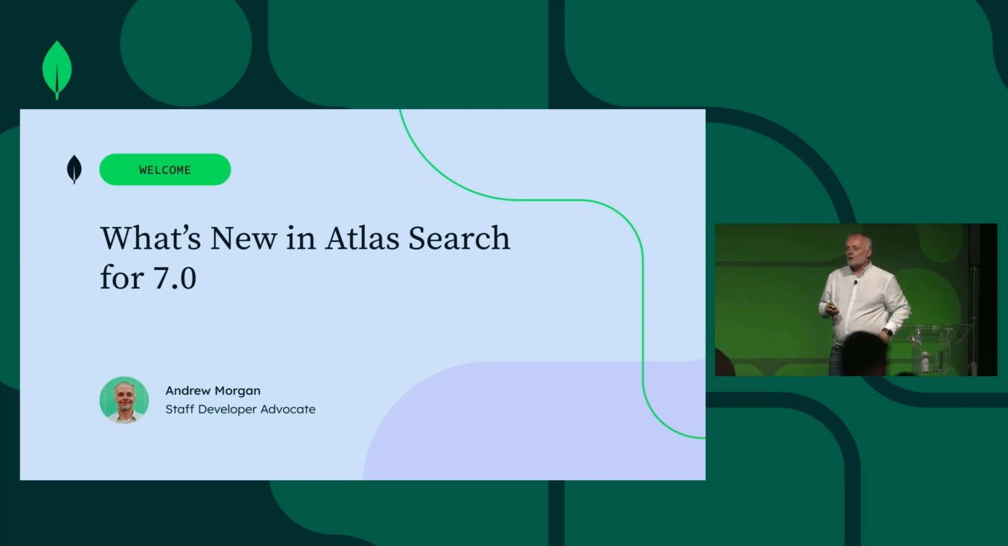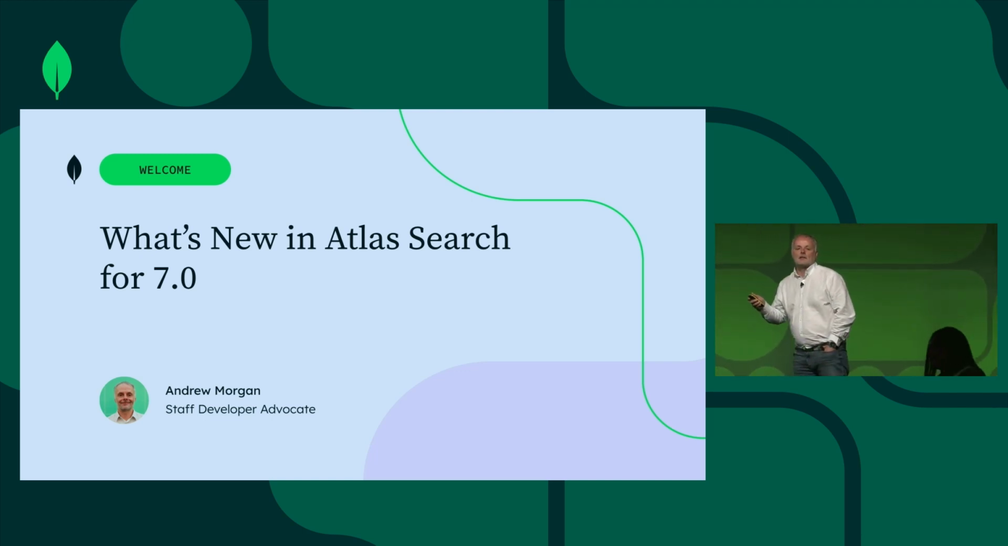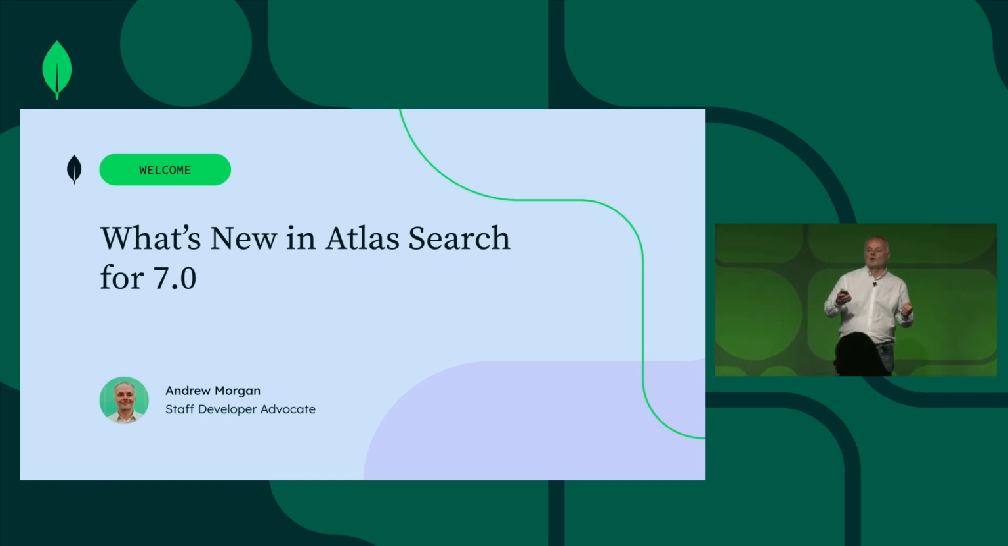Okay, so I'm going to talk about what's new in Atlas Search in MongoDB 7. So the first question I've got for you is, how many people went to the session on vector search earlier today? Okay, probably more than half. That's good, because the first disclaimer is I don't cover vector search in here. I'm going to include the rest that came in search this year.